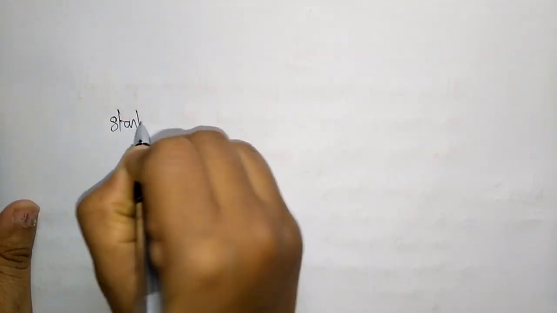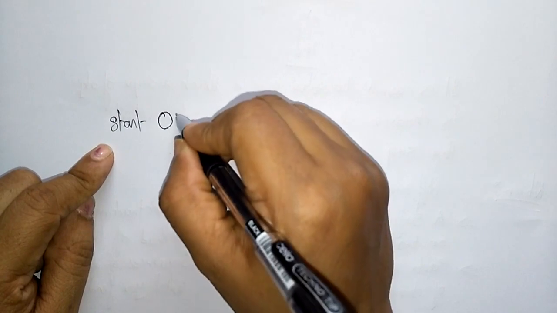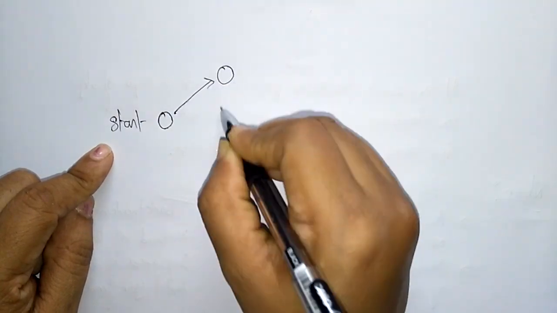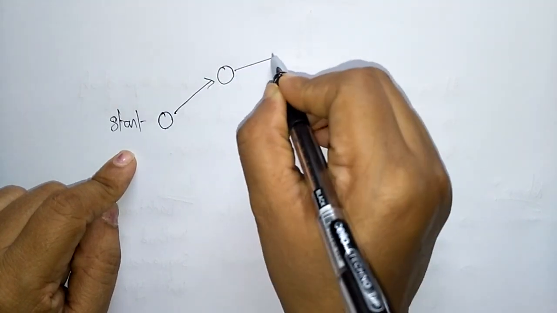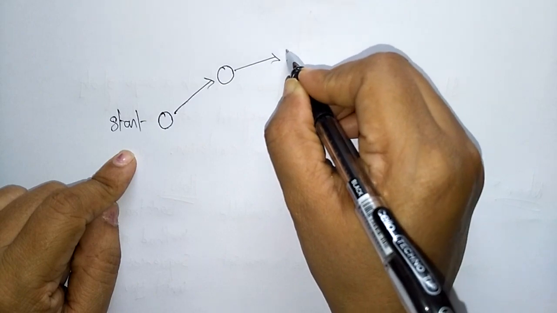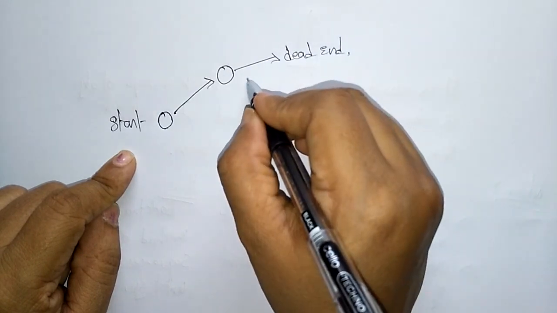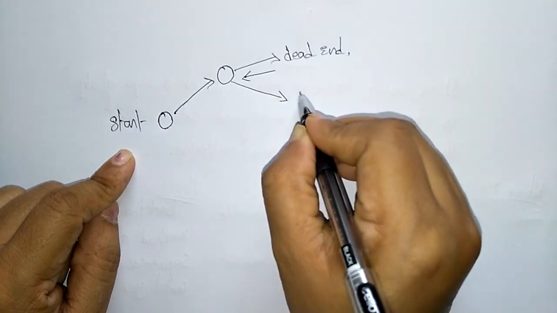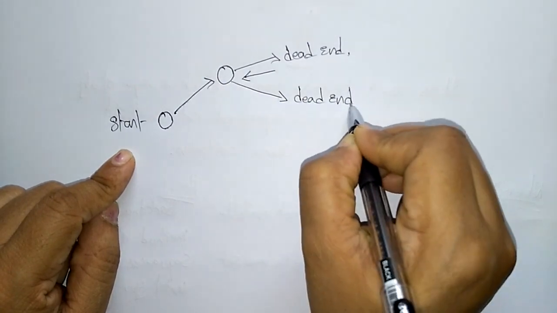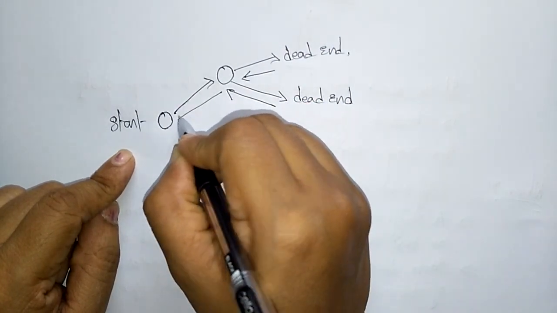Let me explain. Suppose you start from this position, and there is a start node. From this you check here, but this is not your solution. Again you check, but it leads to a dead end. Here finally there is no node, so this is a dead end. So what you will do, again you backtrack. Suppose here is another path. This is also a dead end. What you will do, again you come back. Again you come to your starting node.